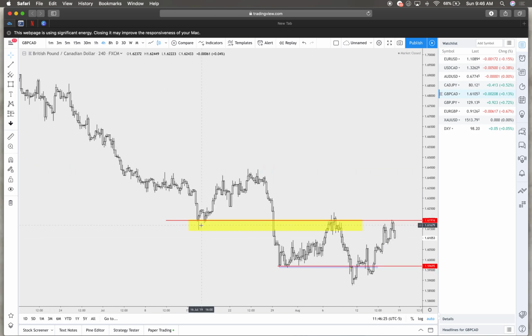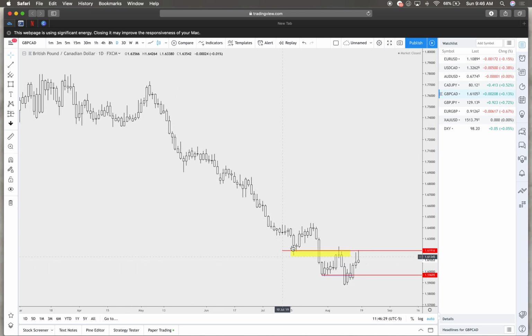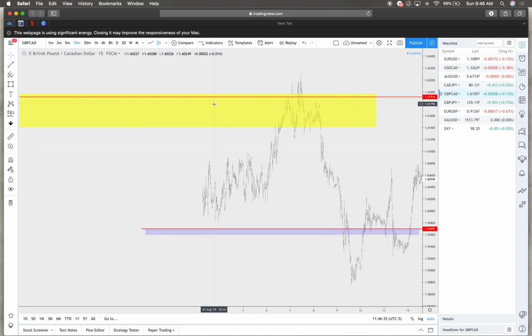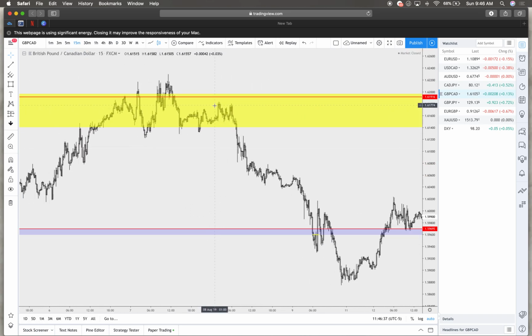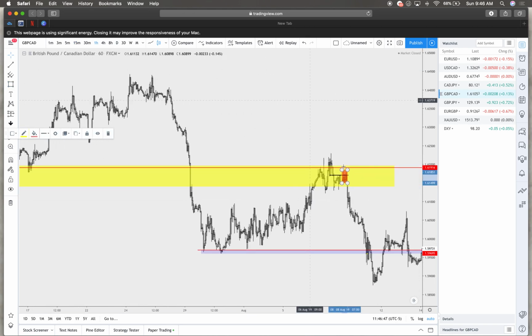GBP CAD was just a simple break and retest of past support acting as future resistance. We had a daily level of support right here. It broke that level of support, came back to it as resistance. If we go to the low time frame, we're going to see some form of entry opportunities. As I say, a little break and retest, jump in a trade. No rocket science right here. This was a very simple trade. I don't even need to spend any more time on this pair.